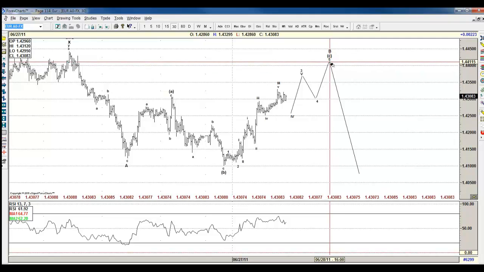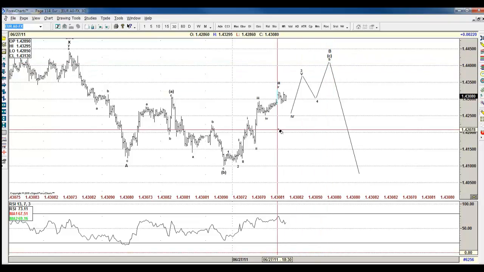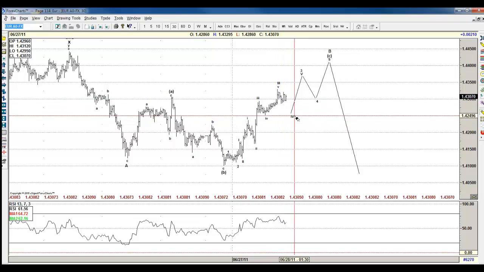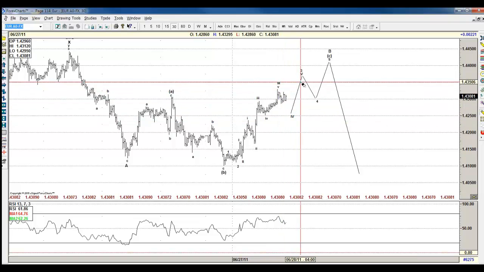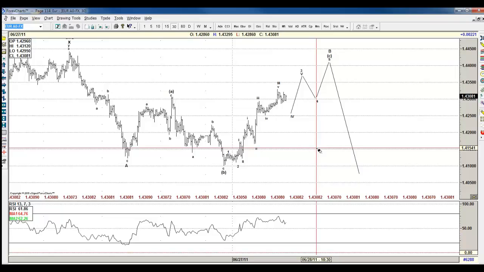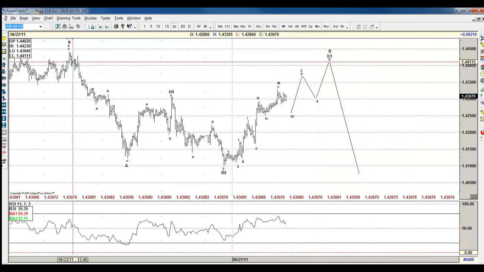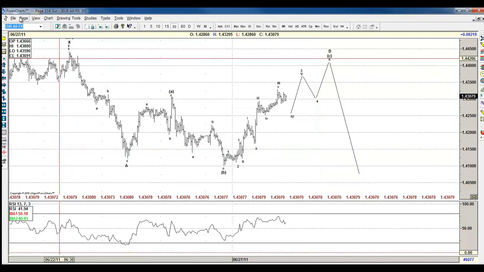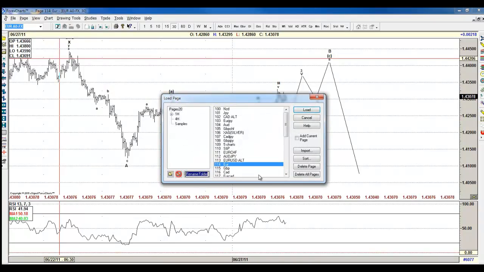So the closer you get to 144, the better the short is. If I was you guys, I wouldn't fade it to the short side unless you see divergence in the RSI. Now let's take a look at some of the rest of the pairs.